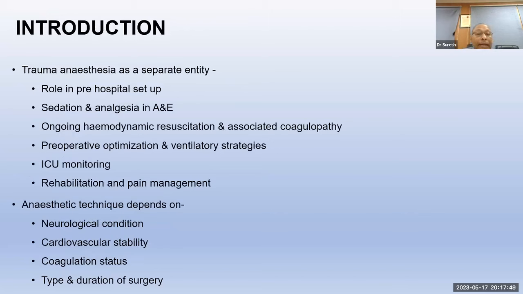Trauma anesthesia is a separate entity, especially in the West, and it's coming up in India, because of the role of the pre-hospital setup, sedation and analgesia in the accident and emergency, where drugs would already have been given. There is ongoing hemodynamic resuscitation since the onset and evacuation, and the early associated coagulopathies it carries. Preoperative optimization and ventilatory strategies are different. There is ICU monitoring for class 3 and class 4 trauma, and rehabilitation and pain management in the long term. Anesthesia technique depends upon the neurological condition, cardiovascular stability, coagulation status, and the type and duration of surgery.